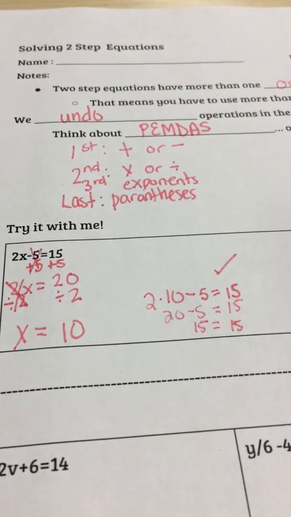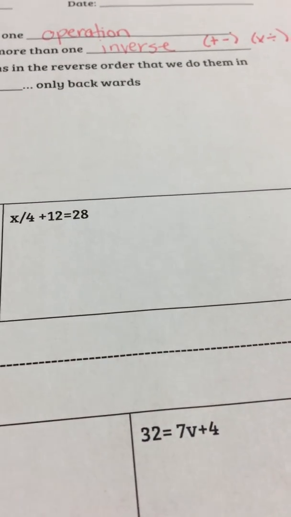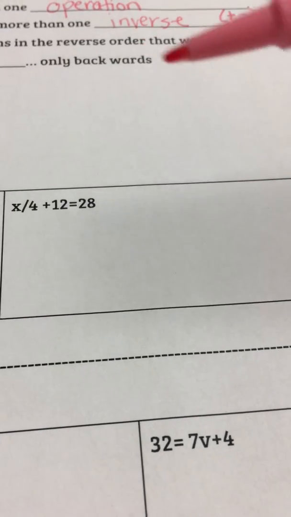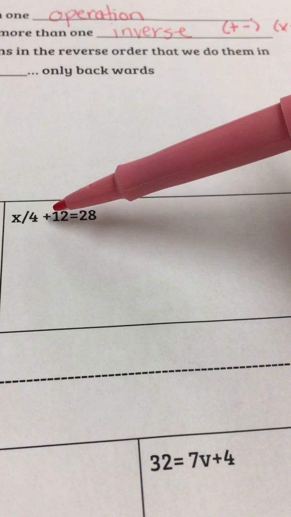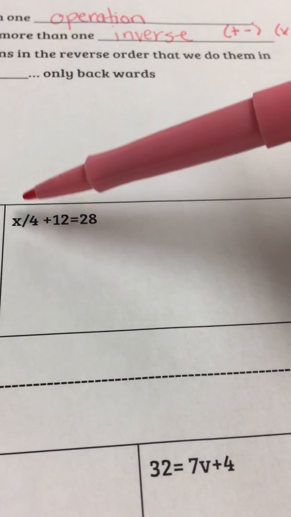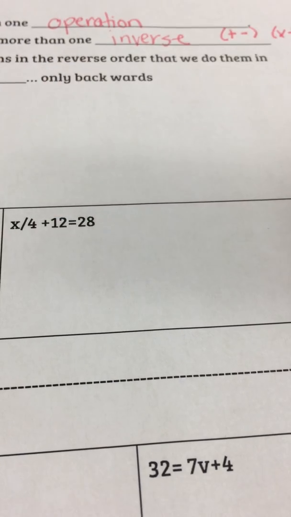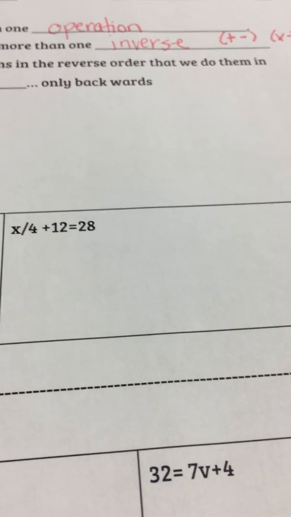Okay, we're going to try another one. As always, I'm going to ask you to pause the video. If you're a little unsure of where to start, let me give you some hints. The two operations you see here are adding 12 and dividing by 4. So go ahead and pause the video and see if you can solve this one, and then go back and hit play to check your work.